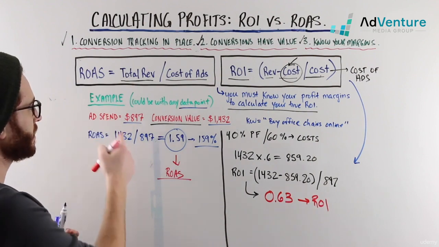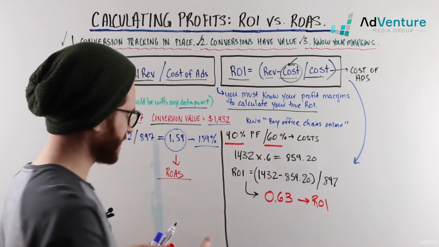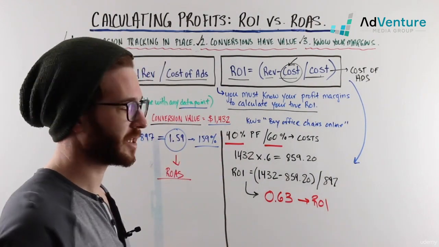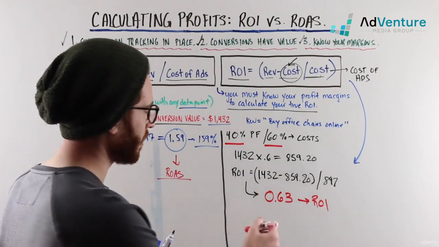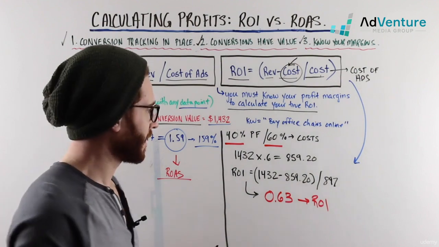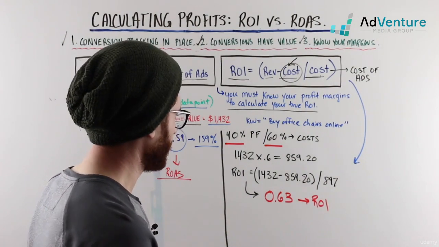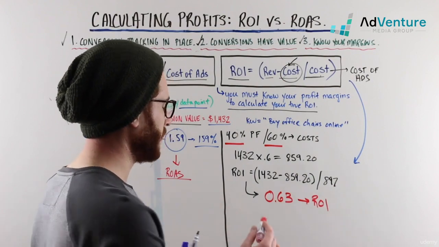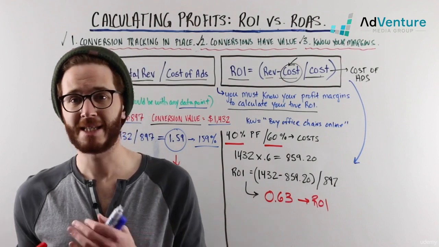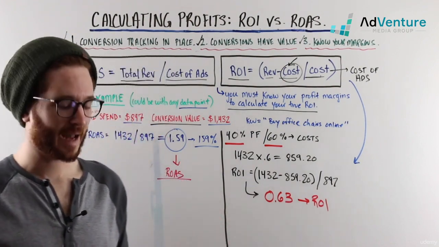The same ad spend, the same conversion value, but we changed our profit margins. Now, instead of pocketing 70 cents, we only pocket 40 cents on the dollar. And this is a 0.63 ROI, which means we're losing money. Overall in the account, we're losing money. That's what ROI means here. 0.63, meaning for every dollar we spend, we only make 63 cents back. So we're losing 37 cents every time we spend $1 in advertising.